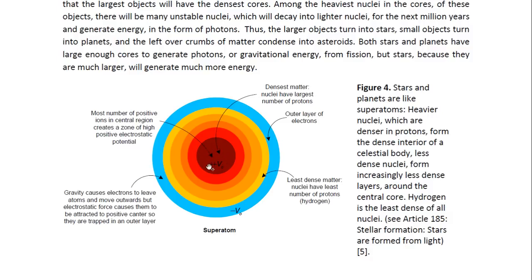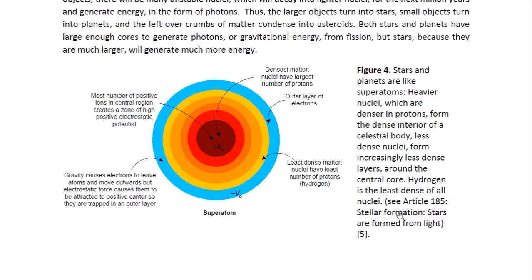So the heaviest nuclei will be right at the center, and there will be layers around that contain lighter and lighter nuclei until we get to the surface, and the surface will contain the electron, or mainly electron layer, which is at a negative electric potential. This outer layer will contain mainly hydrogen, because a hydrogen nucleus is basically just a proton.